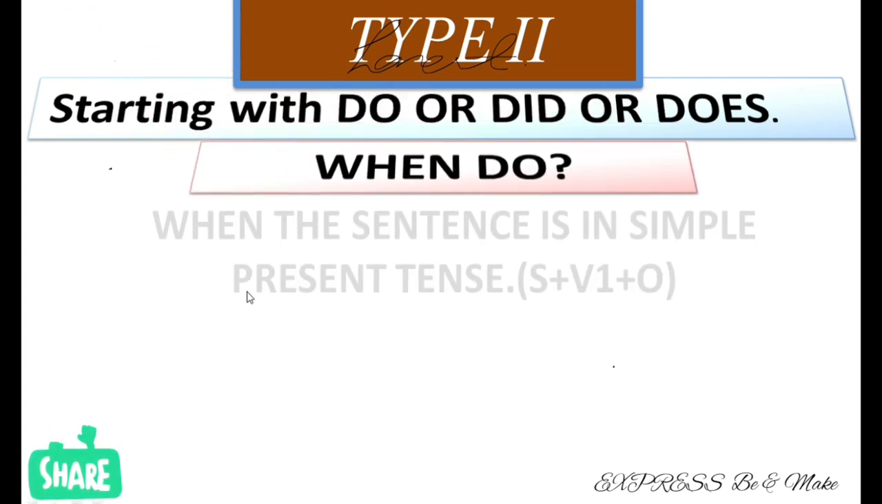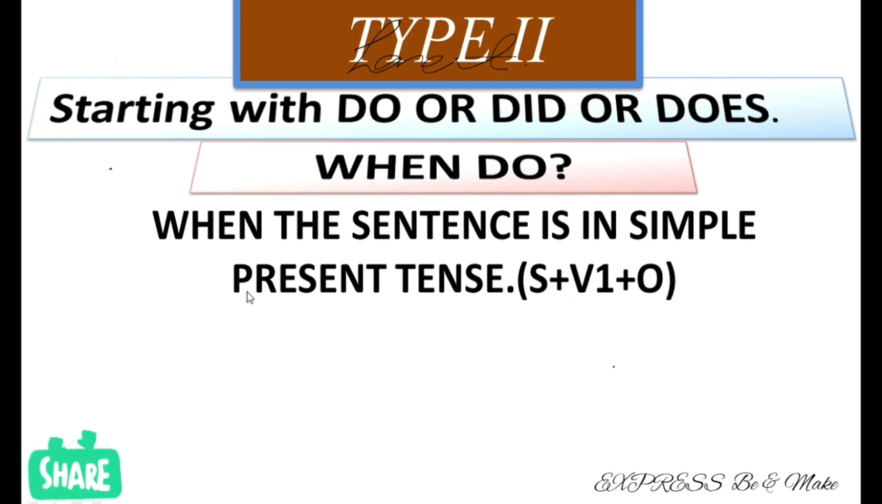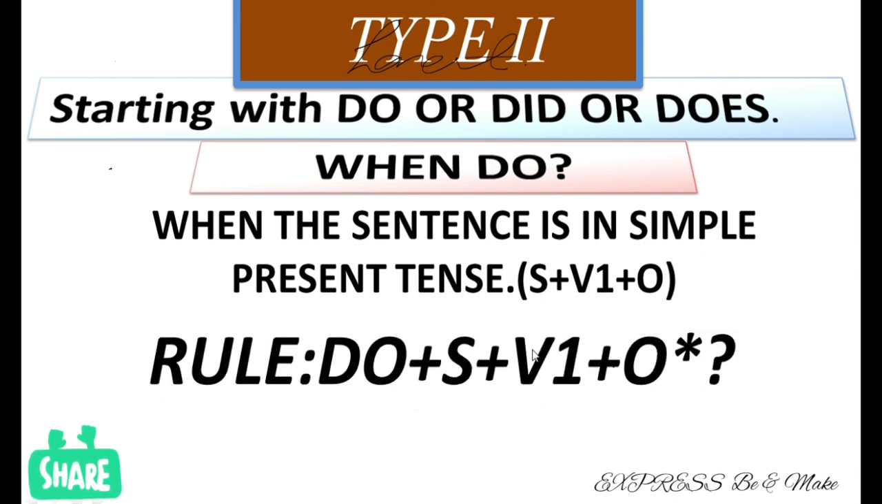So the rule is: when the sentence is in simple present tense, only then should you start the question with the word "do", isn't it? And the structure of the sentence I have written for you is subject plus V1 plus object, and V1 is the present form of the main verb. The rule is: do plus subject plus V1 plus object.